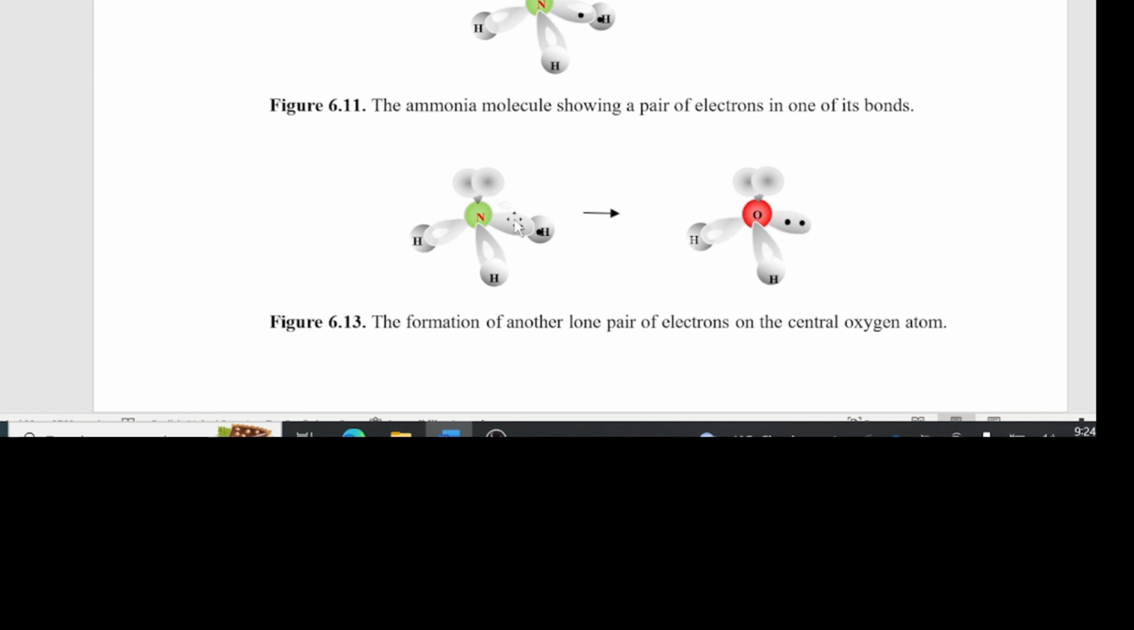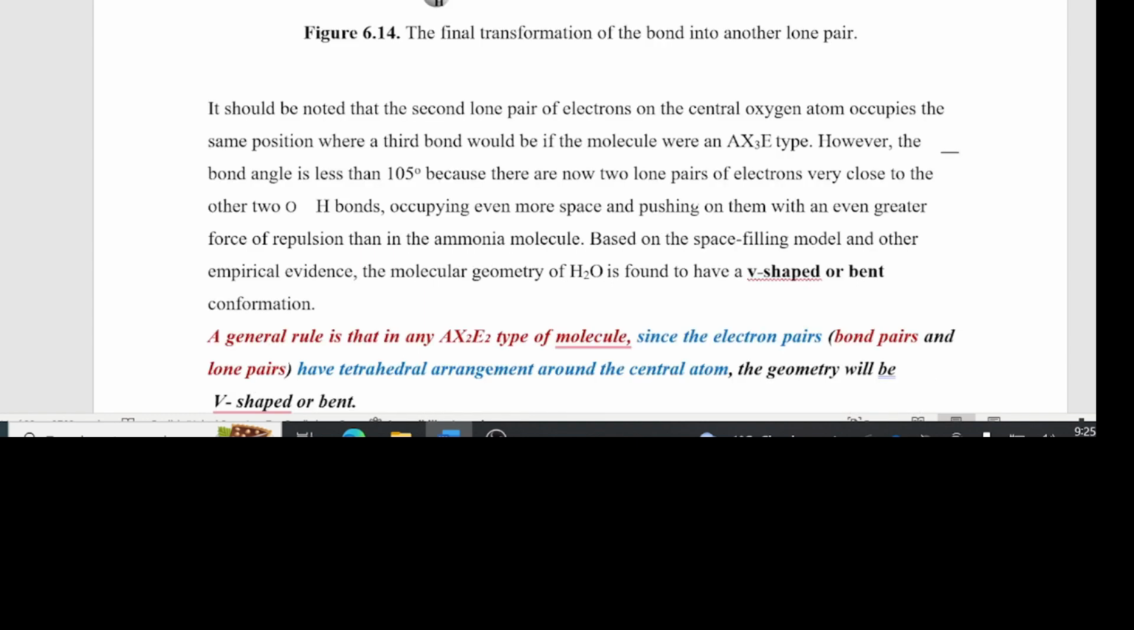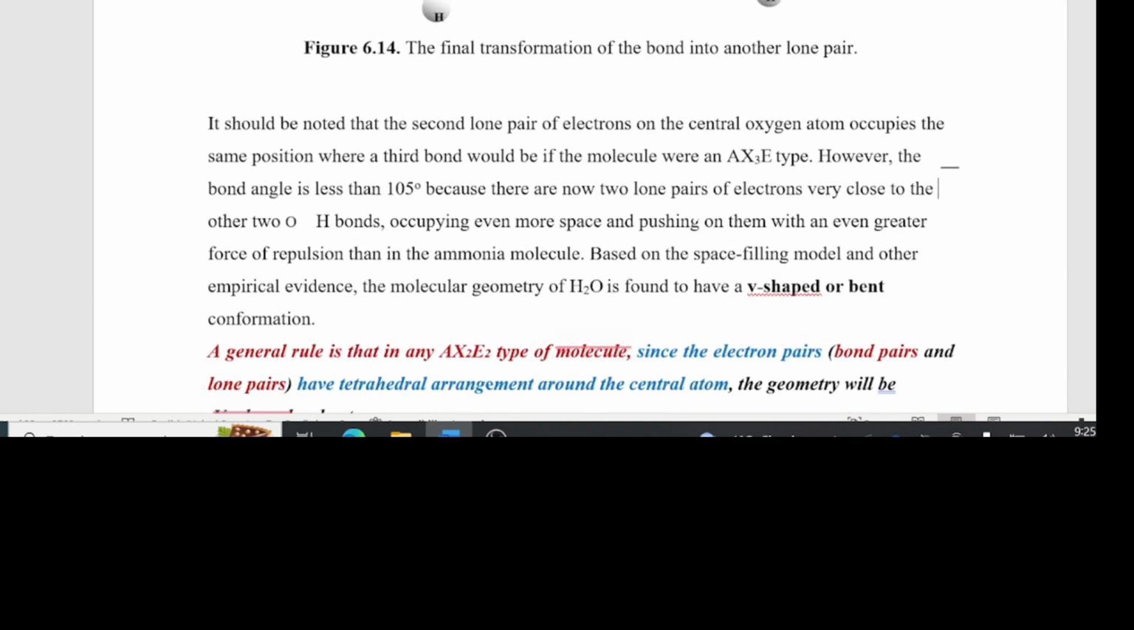It's going to be exactly where this bond was. So we'll collapse that now finally. And then look what happens. You end up with two lone pairs here. That's not difficult to follow. But one thing you ought to know is this.